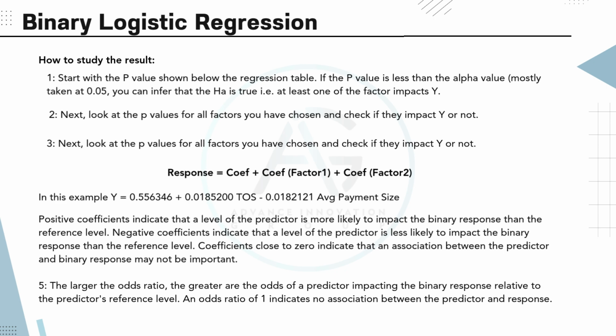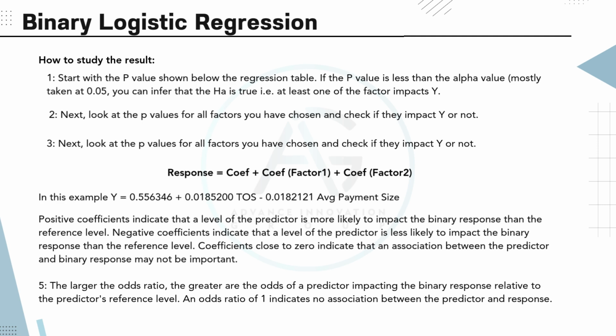Step 2. Look at p-values of individual predictors. Now, look at the p-values for each factor, like TOS, or average payment size in our earlier example. If a factor's p-value is less than 0.05, it significantly impacts the binary outcome. If it's greater than 0.05, we assume it does not have a significant effect.